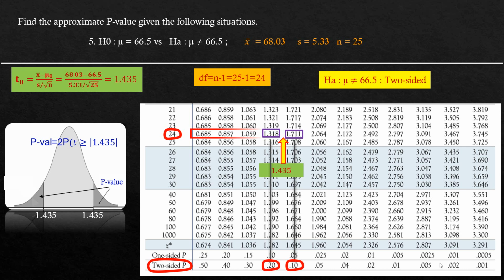The p-value corresponding to 1.435 should be in between these two p-values. Therefore, we can say the p-value corresponding to 1.435 is in between 0.1 and 0.2. In this case, we cannot find the exact p-value, but we can find the range for the p-value.